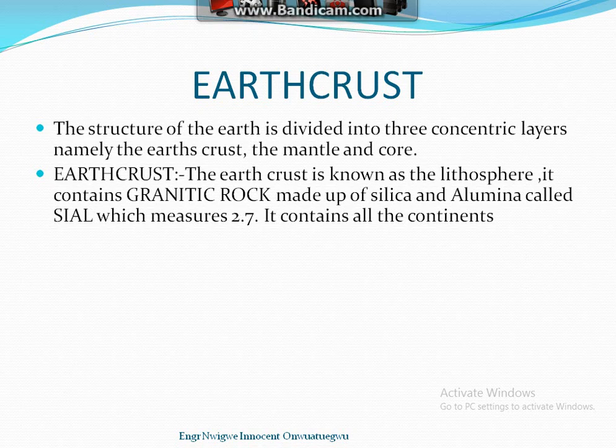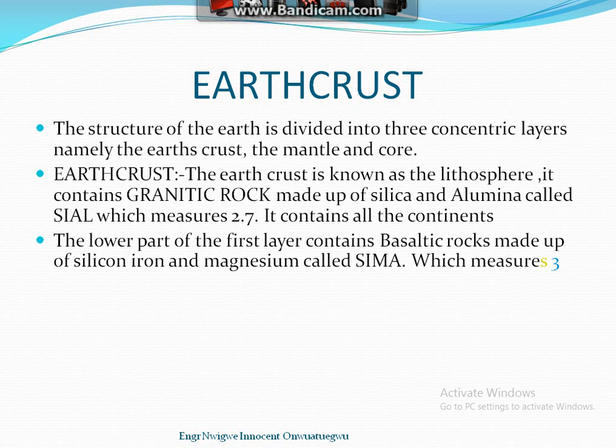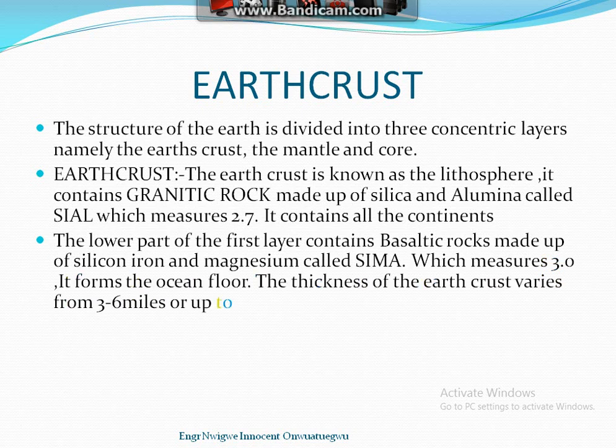called SIAL, which measures 2.7. It contains all the continents. The lower part of the first layer contains basalt rock made up of silicon, iron, and magnesium, called SIMA, which measures 3. It forms the ocean floor. Thickness of the earth crust varies from 3 to 6 miles, up to 9.7 kilometers.